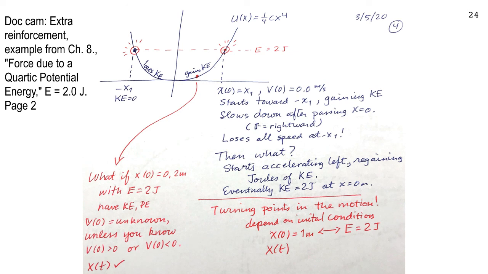So it is possible to start somewhere in between. But, you know, it's a little bit more work. But you can figure it out. So you can get x of t. And you can get x of t over here. x of t is pretty easy.